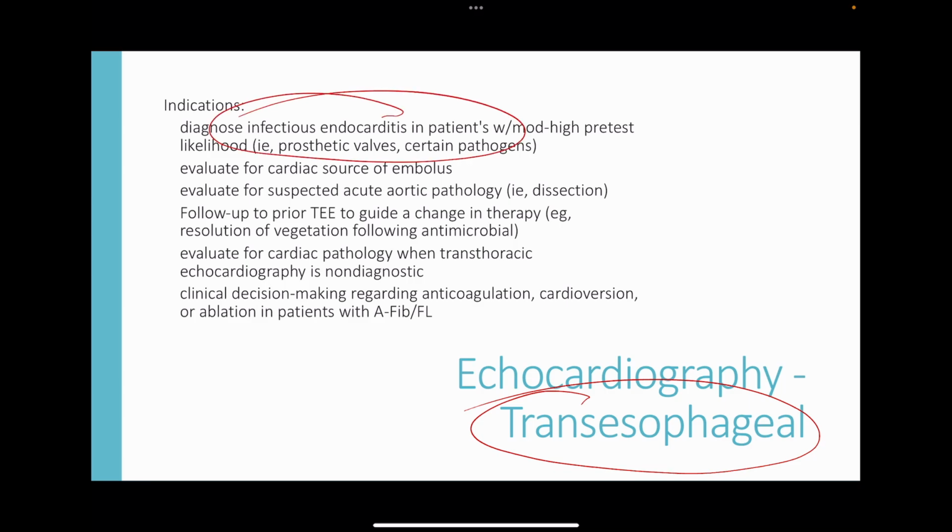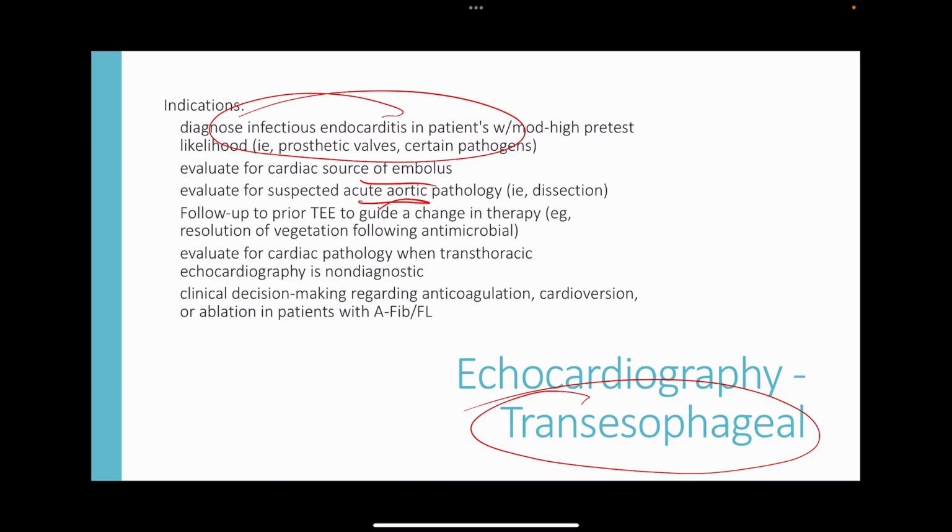endocarditis. That's one of the big ones. You want to see if there's any vegetation growing on the valves, you want to do a TEE. That's going to give you the best images for looking at endocarditis. Also, looking at a source of embolus. We want to see if there's any clots in that left atrial appendage. That's where they like to hang out. The TEE is the way to visualize those clots, if they're there or not. Also, looking at any type of aortic pathology, anything going on with the aorta, the TEE is the way to go. It's closer, better image quality.